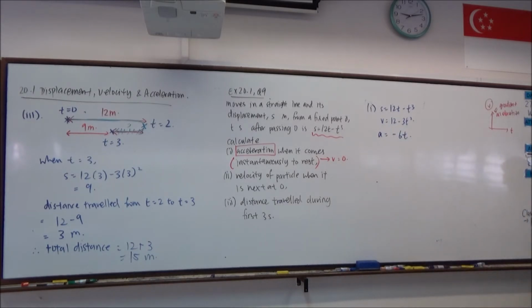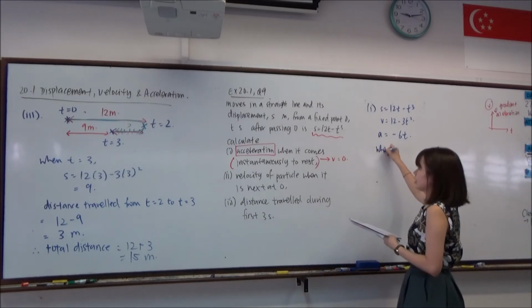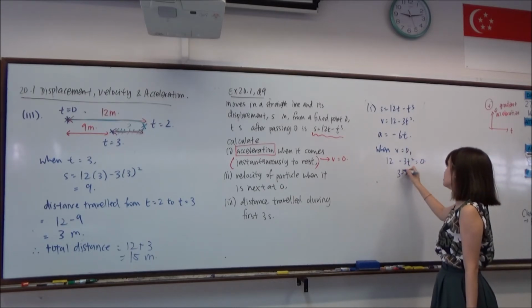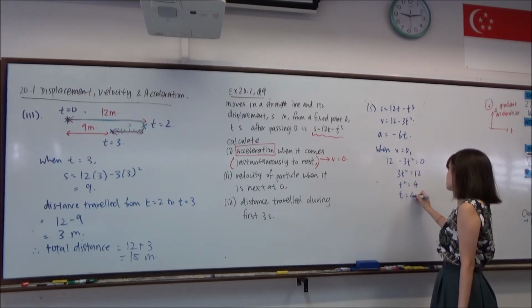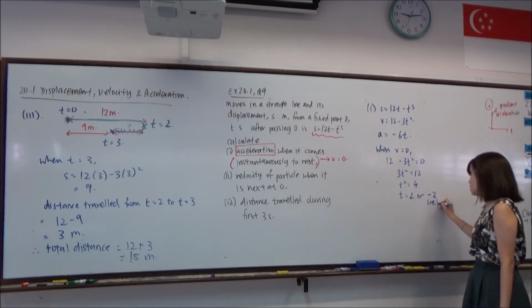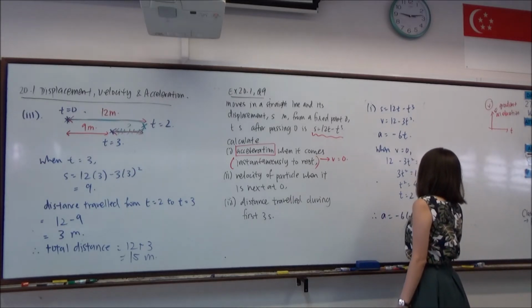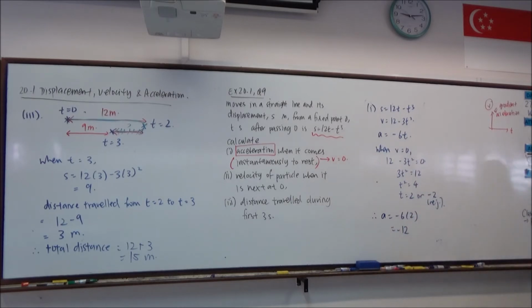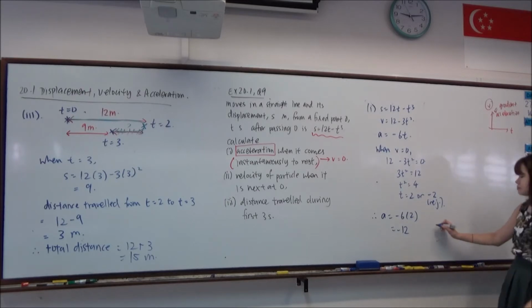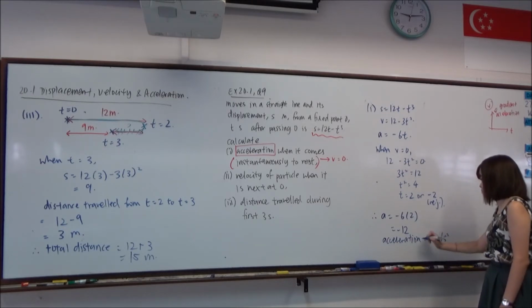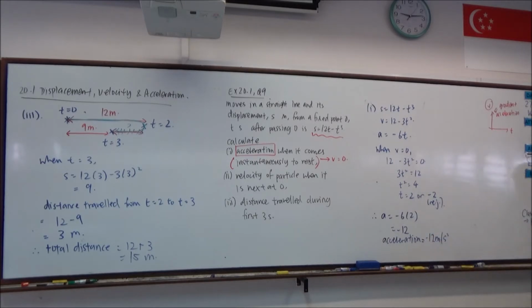That will be a equals to negative 6t by differentiating your velocity. And since you're looking at when it is instantaneously at rest, that means v is equal to 0. We find that we have to definitely reject the negative t value, so therefore it is when time is equal to 2. So therefore the acceleration would be negative 12, so that will mean that it is negative 12 meters per second squared.